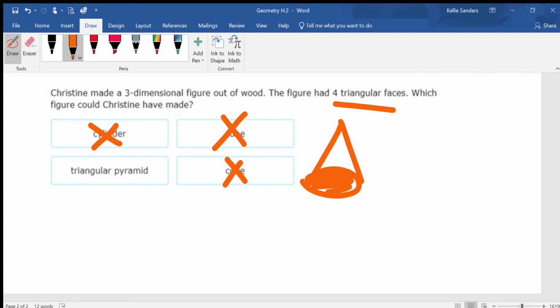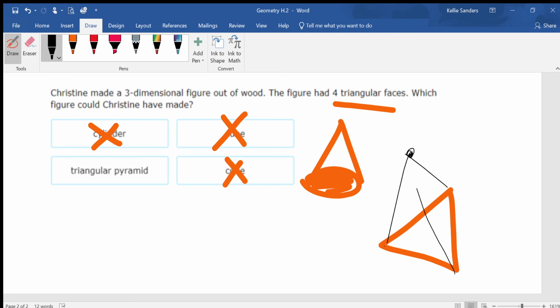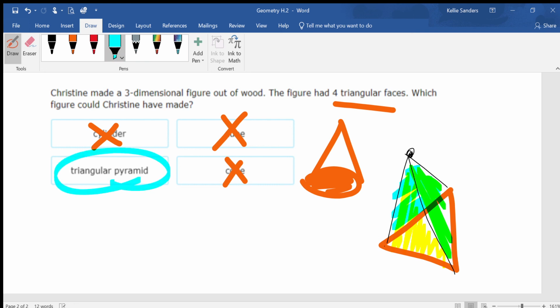So let's talk about this triangular pyramid. Triangular pyramid means that you have a triangle as a base, and then all of these vertices come up to a point. So that would be, this would be 1 face, 2 faces, the back would be 3 faces, and then the bottom would be 4 faces. So triangular pyramid.